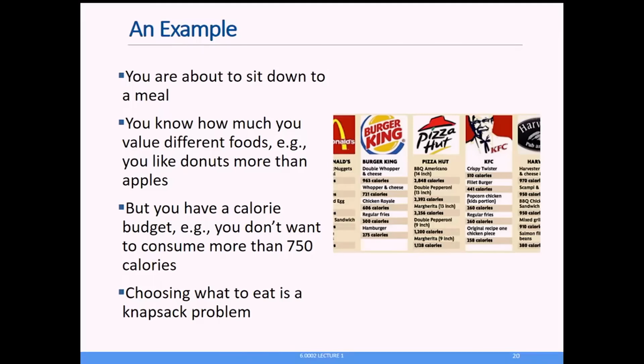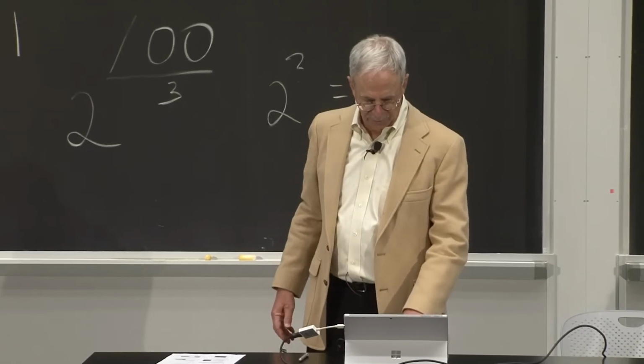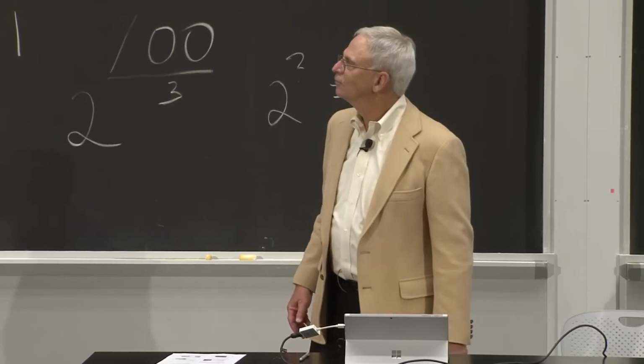So you're about to sit down to a meal. You know how much you value the various different foods. For example, maybe you like donuts more than you like apples. You have a calorie budget, and here we're going to have a fairly austere budget. It's only one meal, it's not the whole day, of 750 calories. And we're going to have to go through menus and choose what to eat. That is, as we've seen, a knapsack problem. They should probably have a knapsack solver at every McDonald's and Burger King.